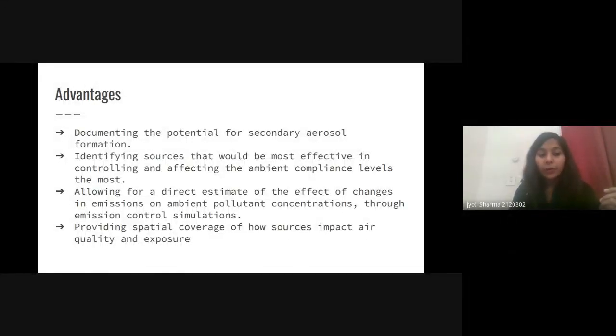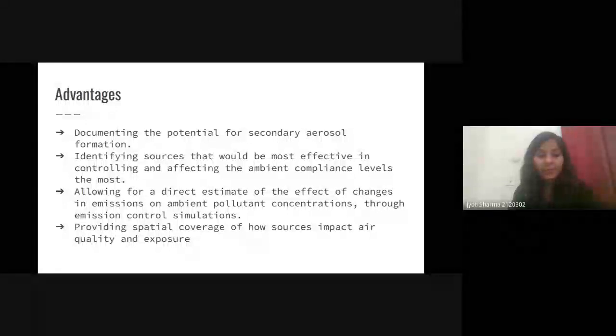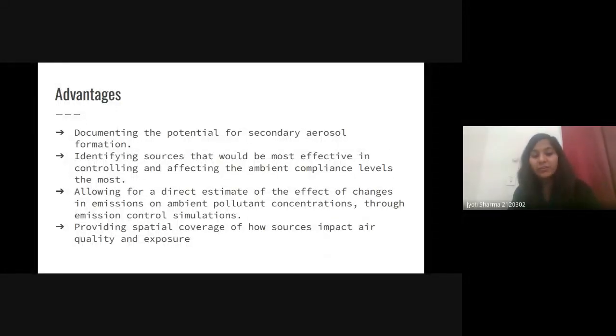Then allowing a direct estimate of the effect of changes in emissions on ambient pollutant concentration through emission control simulation. This is again something we already discussed. Then providing spatial coverage of how sources impact air quality and exposure. So you will get a spatial map showing where the sources are and how much those sources are contributing to air pollution in the nearby areas. Such information, everything, you will get from this bottom-up approach.